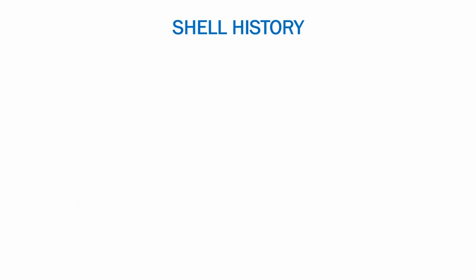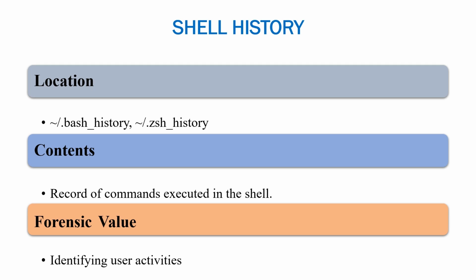Next is shell history. Shell history is stored in the bash history file in the home directory. It contains the record of the commands which are executed in the shell and it is useful in identifying the user activity and determining the sequence of events leading to security incidents.